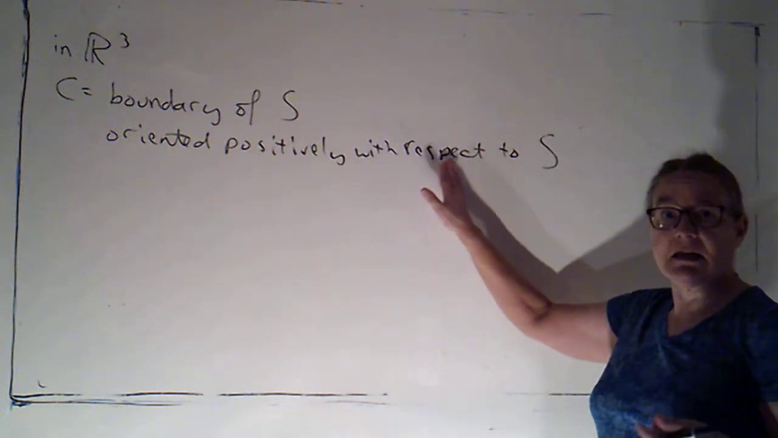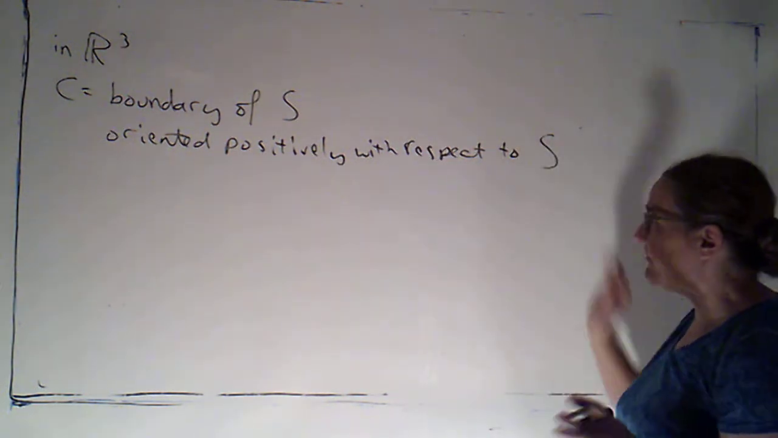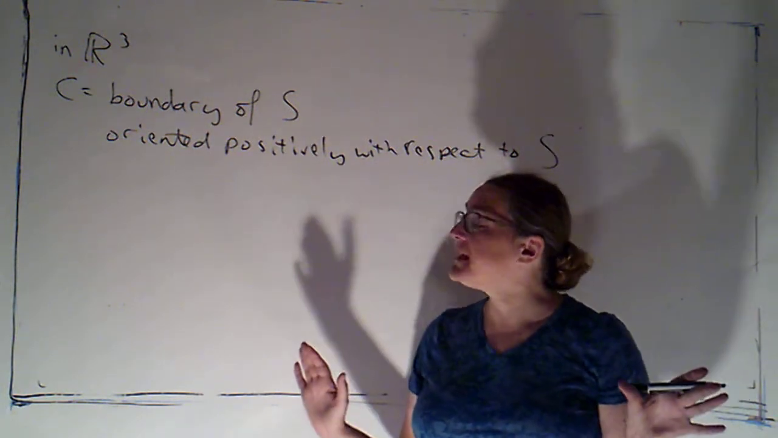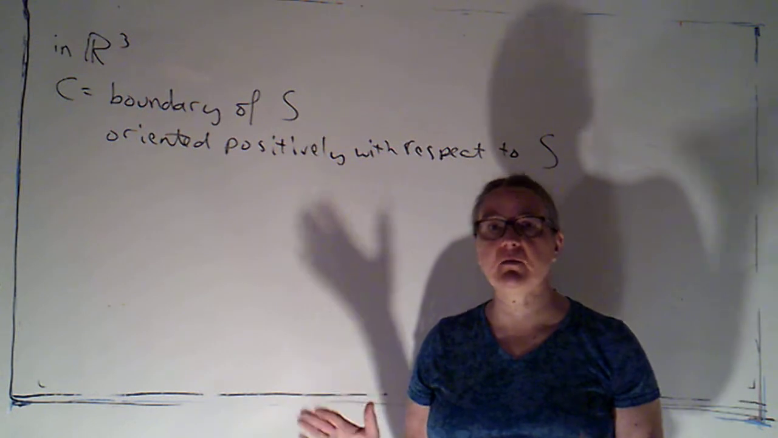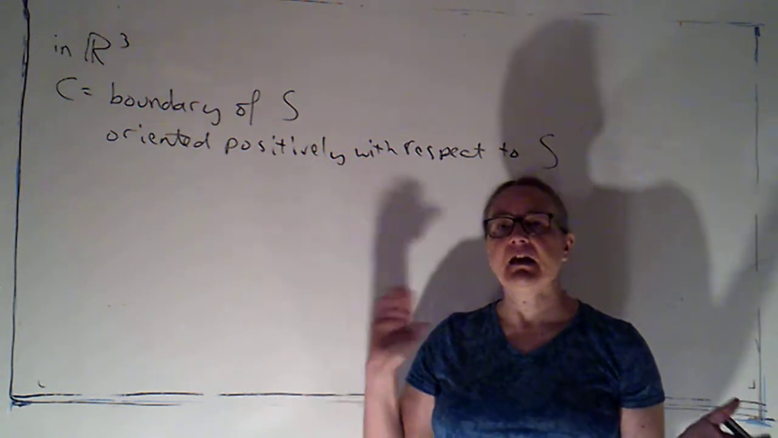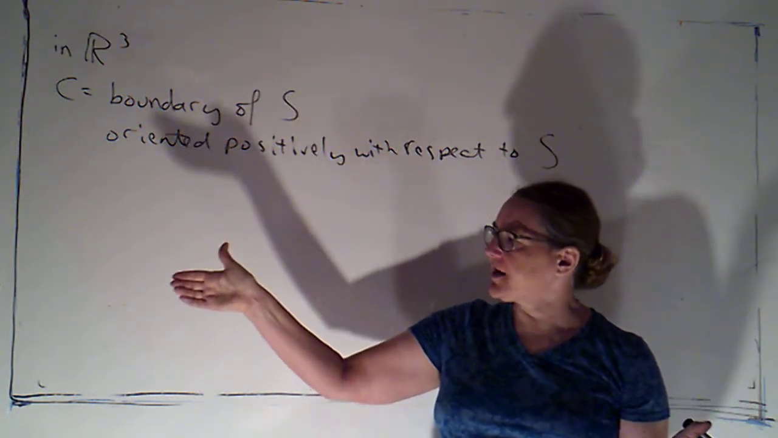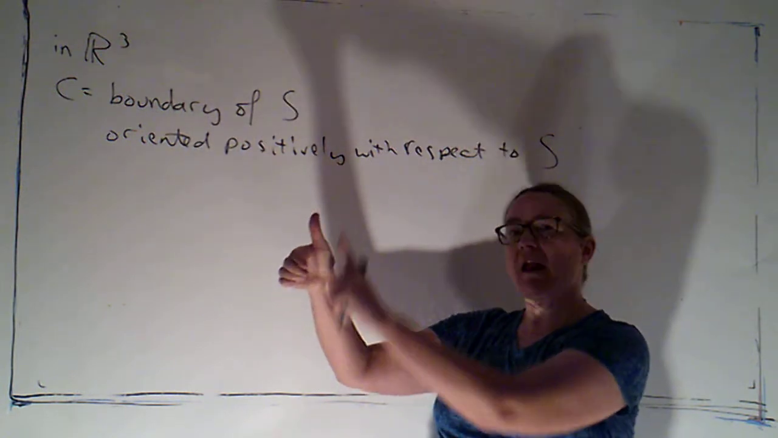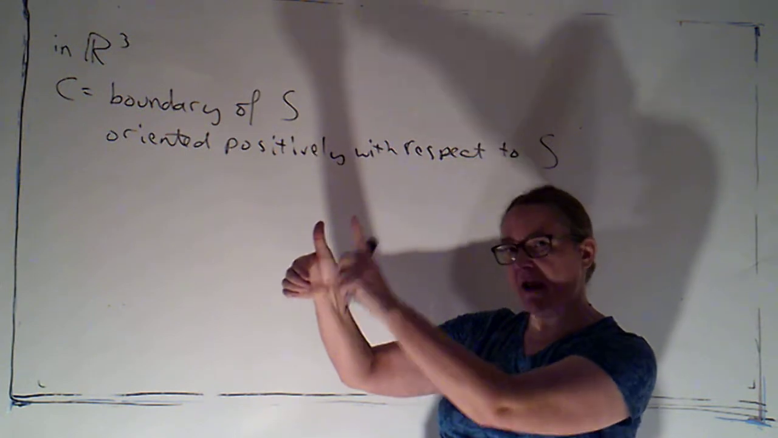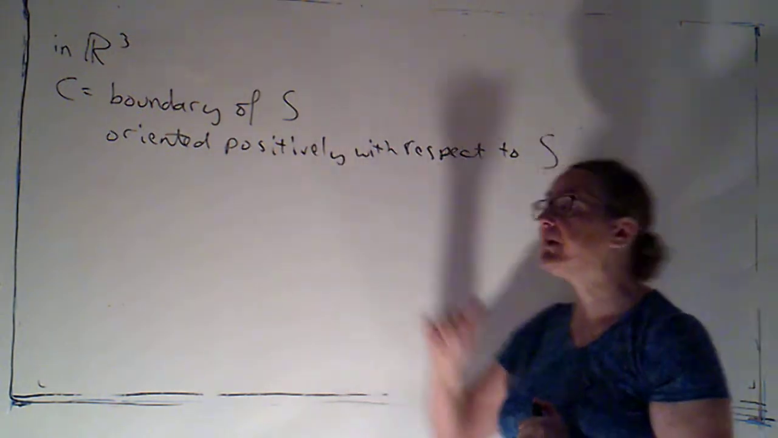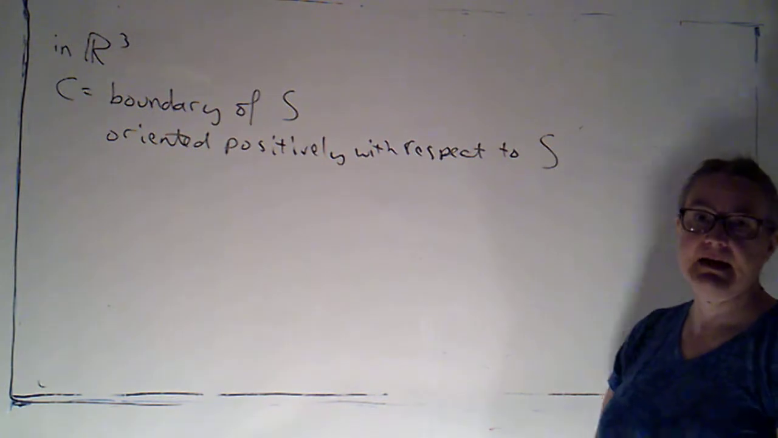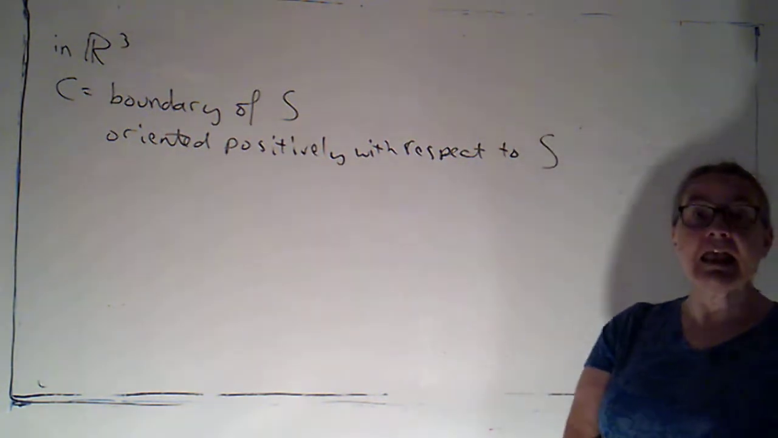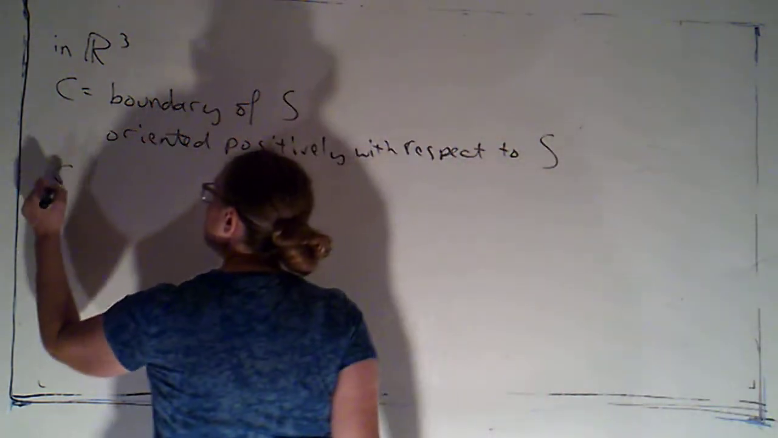Remember, what that means is that S, our surface, is going to have some orientation. For our curve to be oriented positively with respect to it, we basically use the right-hand rule. If I take my right hand and I curl my fingers in the direction that C is oriented, my thumb should point in the direction of the principal normal vector to the surface S. Got to do that with my right hand. It's called the right-hand rule. Okay, if I have that, then I can use Stokes's theorem.